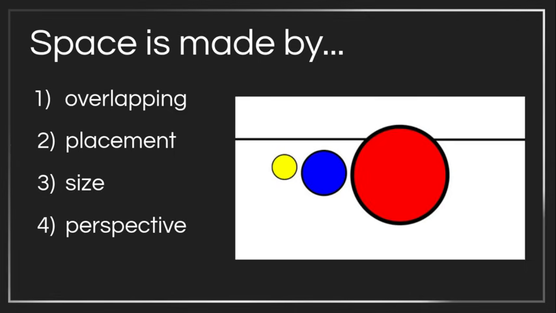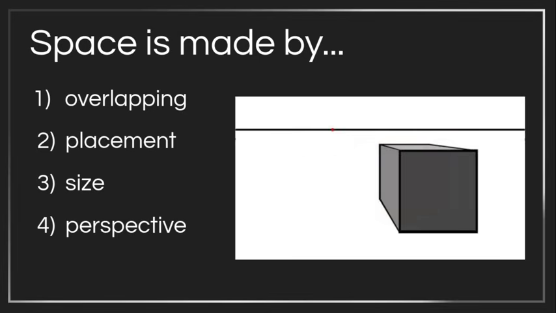And finally, we have perspective. And when we talk about perspective, we are talking about using lines to create a work of art. And I'll be showing you that in one of our artworks in just a moment. But that's how we can create this 3D cube.